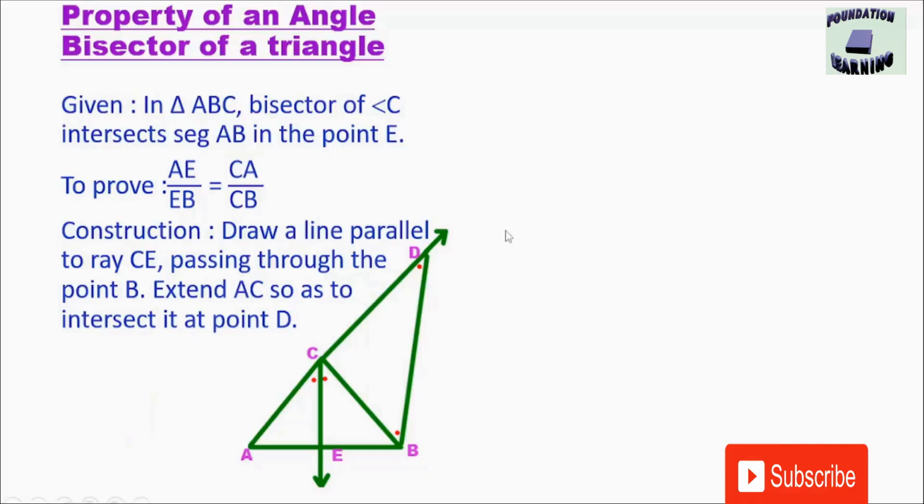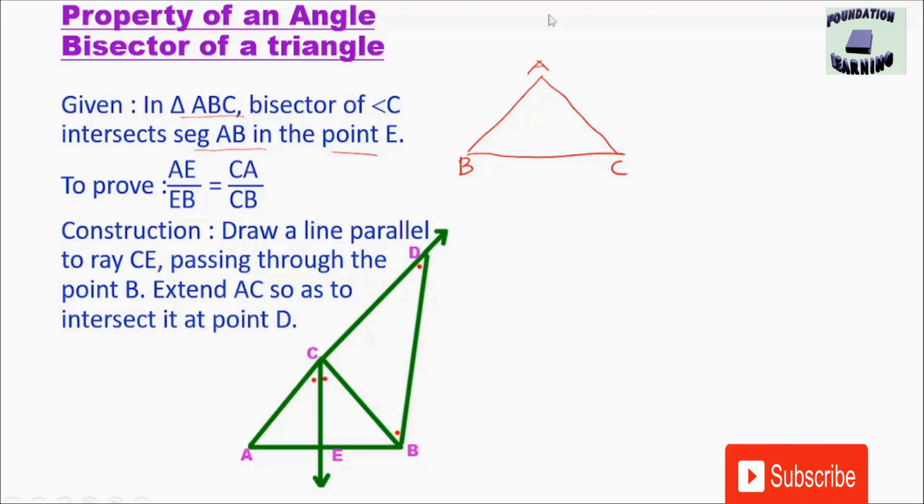Now let's prove the property of angle bisector of a triangle. Now what is the given condition? In triangle ABC, the bisector of angle C intersects seg AB in point E. So I'll draw a rough diagram. In triangle ABC, bisector of angle C.